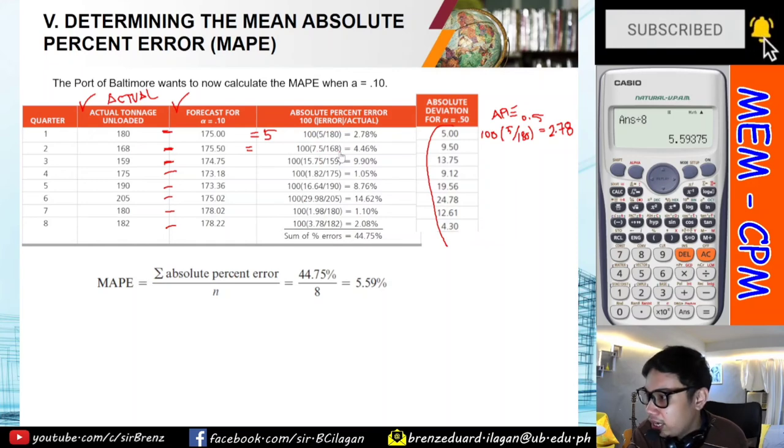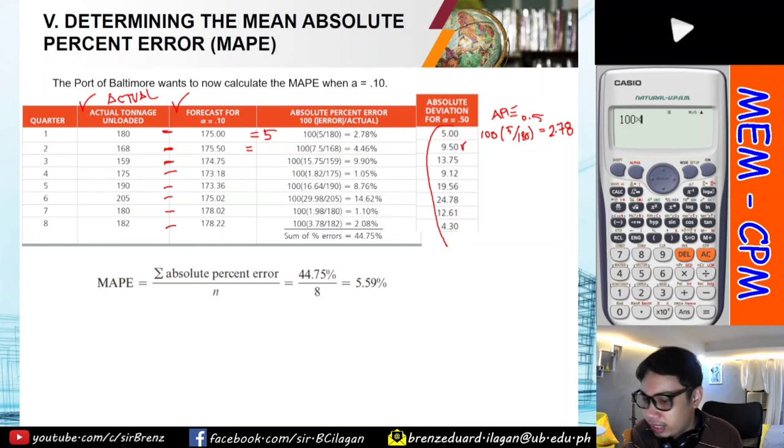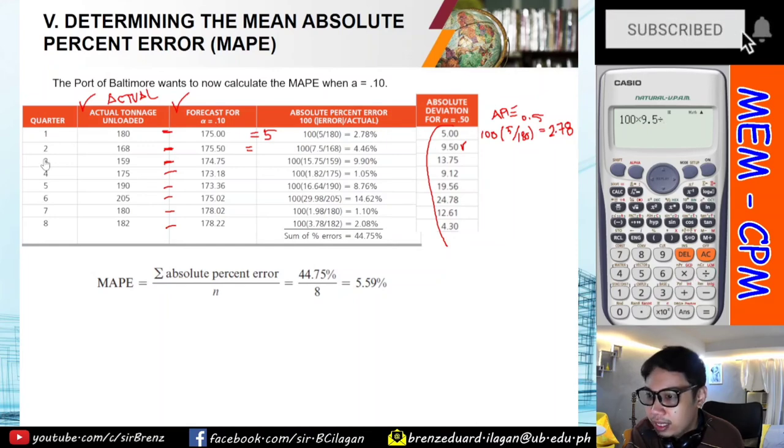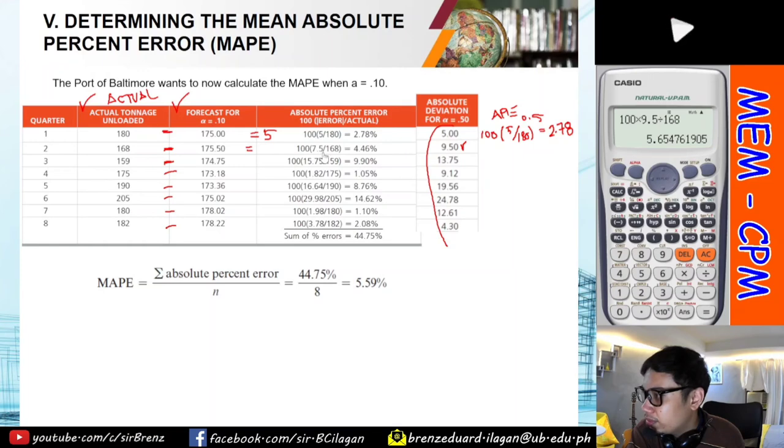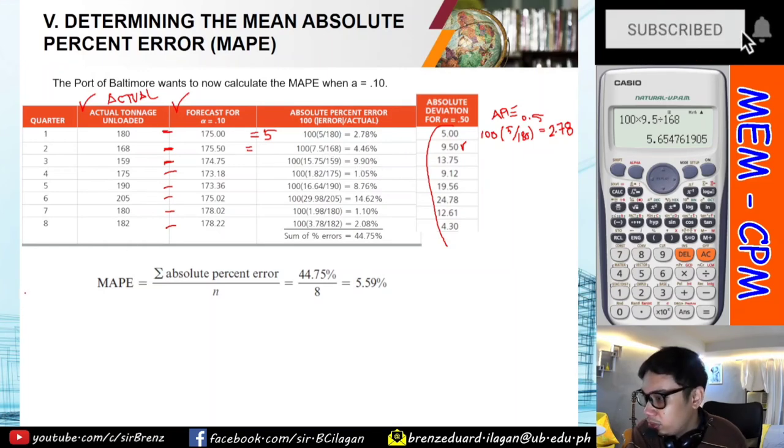So, diretso ko na lang siya sa calc, hindi ko na isusulat yung equation. So, 100 times the deviation, which is 9.5. Ayan. It's 9.5. And then divided by the actual, so 168. So, 5.65. So, siguro for this example, mag-2 decimal places na rin tayo para medyo malapit tayo sa sagot. So, dito sa book, ang sagot sa kanya is MAPE is 6.75%. Madadali lang naman yung equation, di ba?